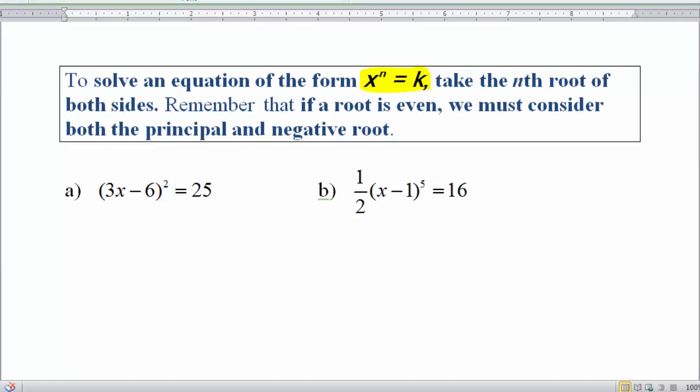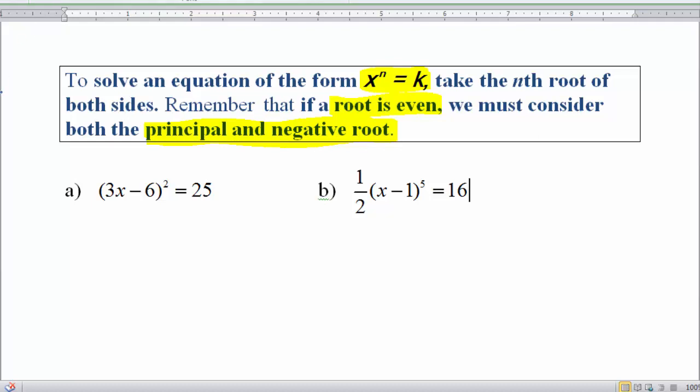Okay? And of course, the thing to remember, and this is important, is if you're taking in an equation an even root, like a square root, a fourth root, a sixth root, so on and so forth, you have to consider both the principal, right, the positive, and the negative root. Okay, so just keep that in mind. That's important. So if you have like x to the second, x to the fourth, x to the sixth, when you take the root, you've got to take the positive or negative root.